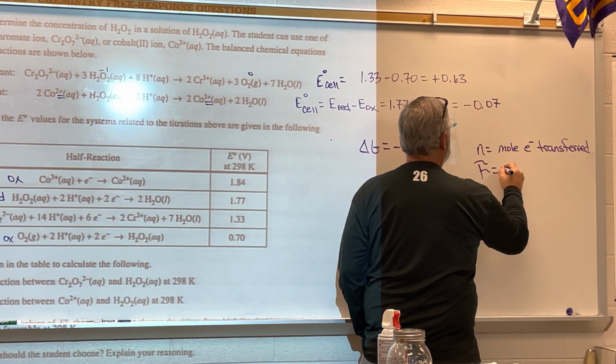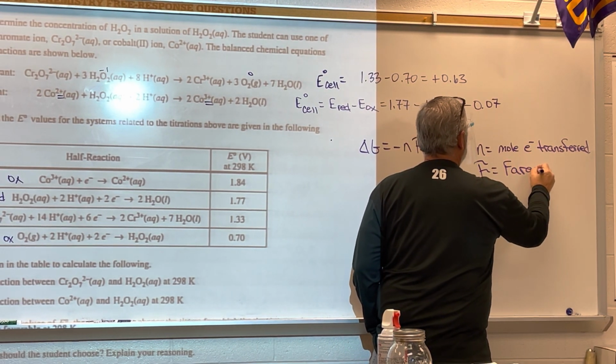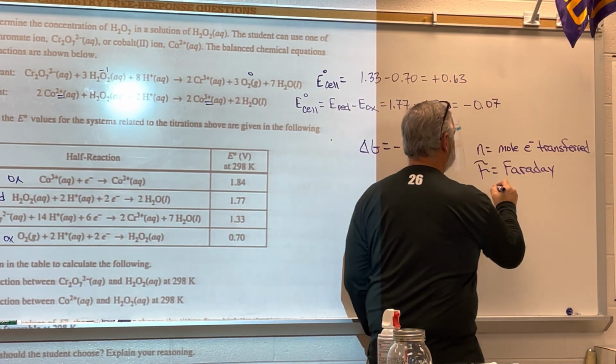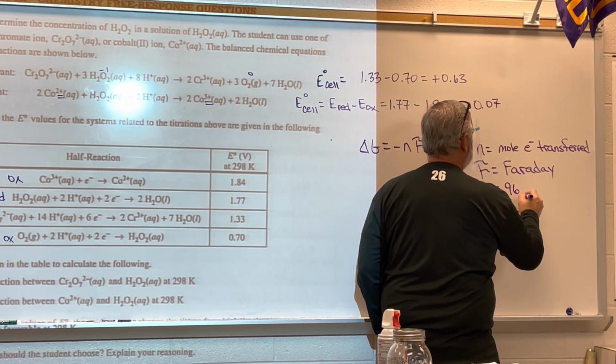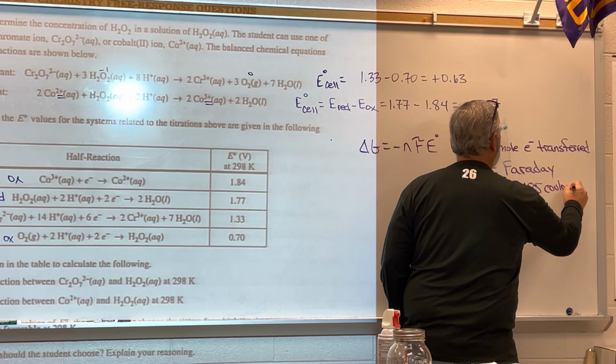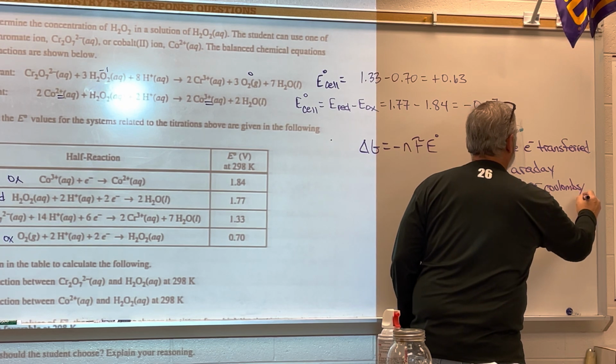F is equal to a Faraday, named after Michael Faraday, who did a lot of work on this, and it's equal to 96,485 coulombs per mole of electrons.